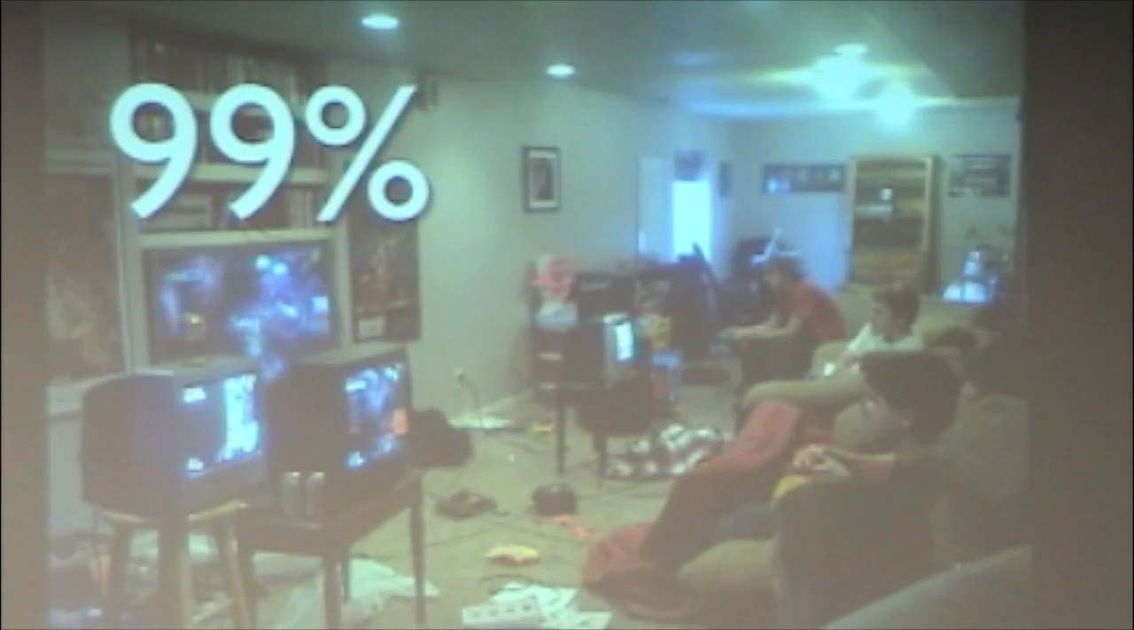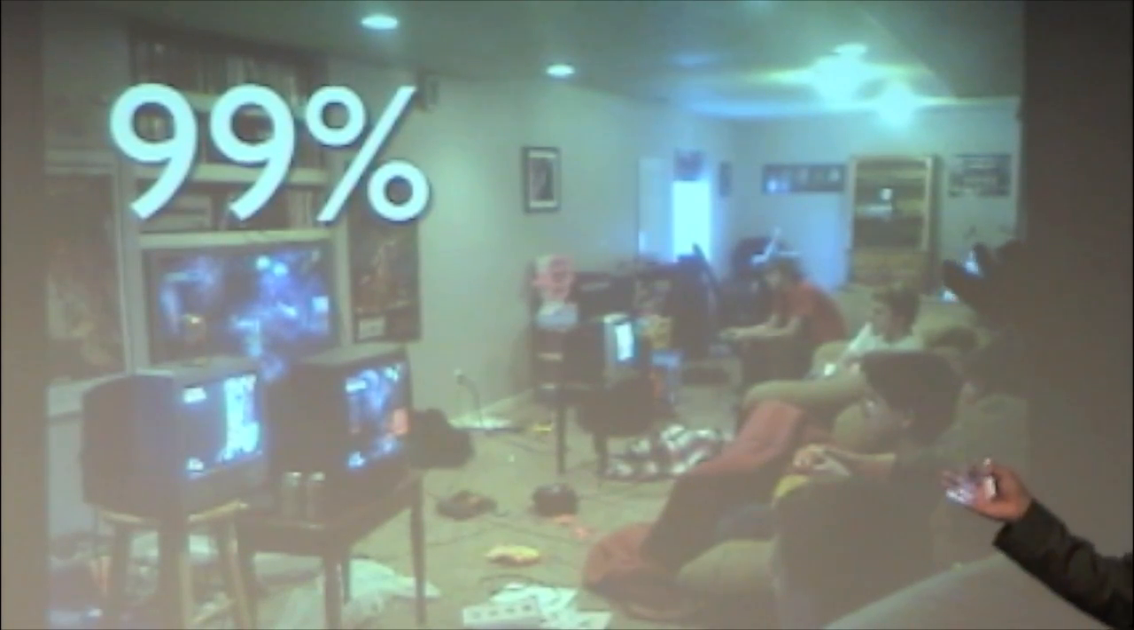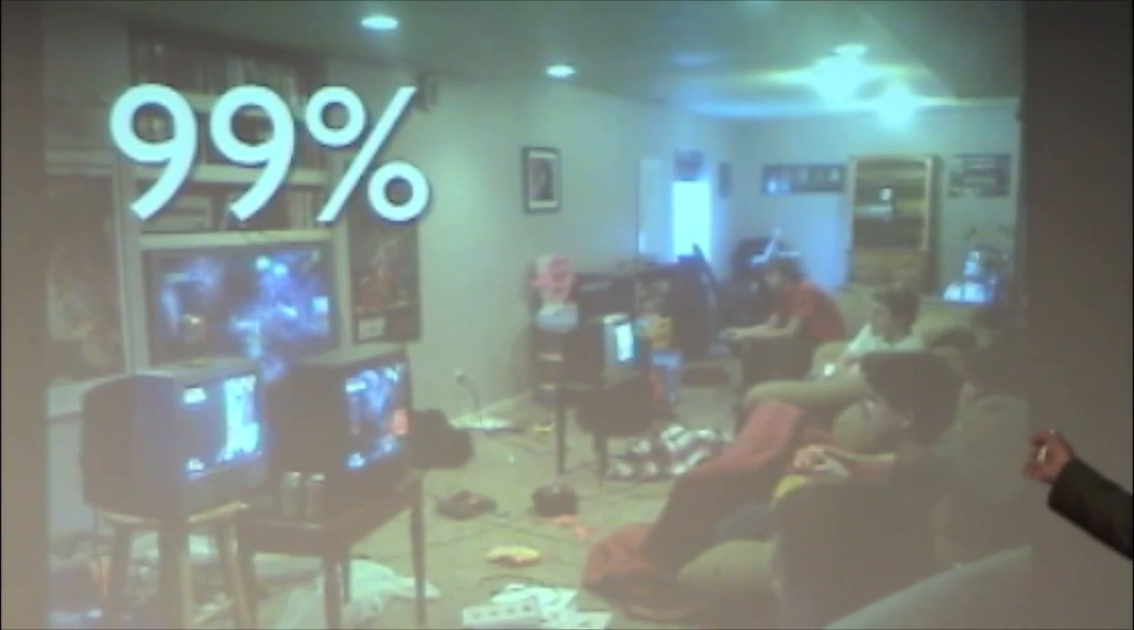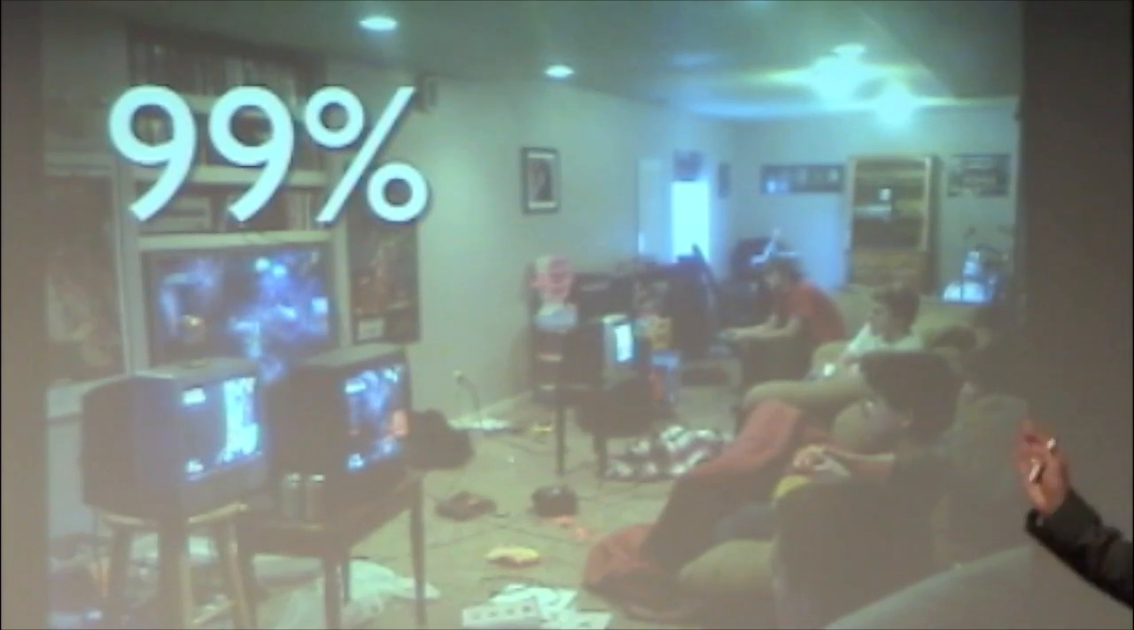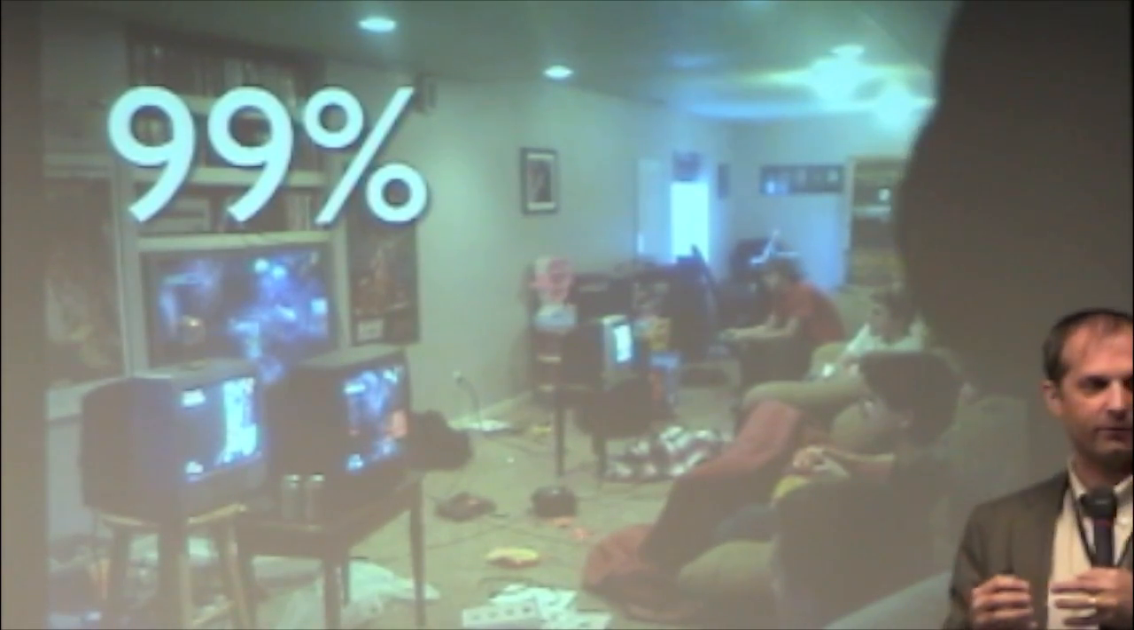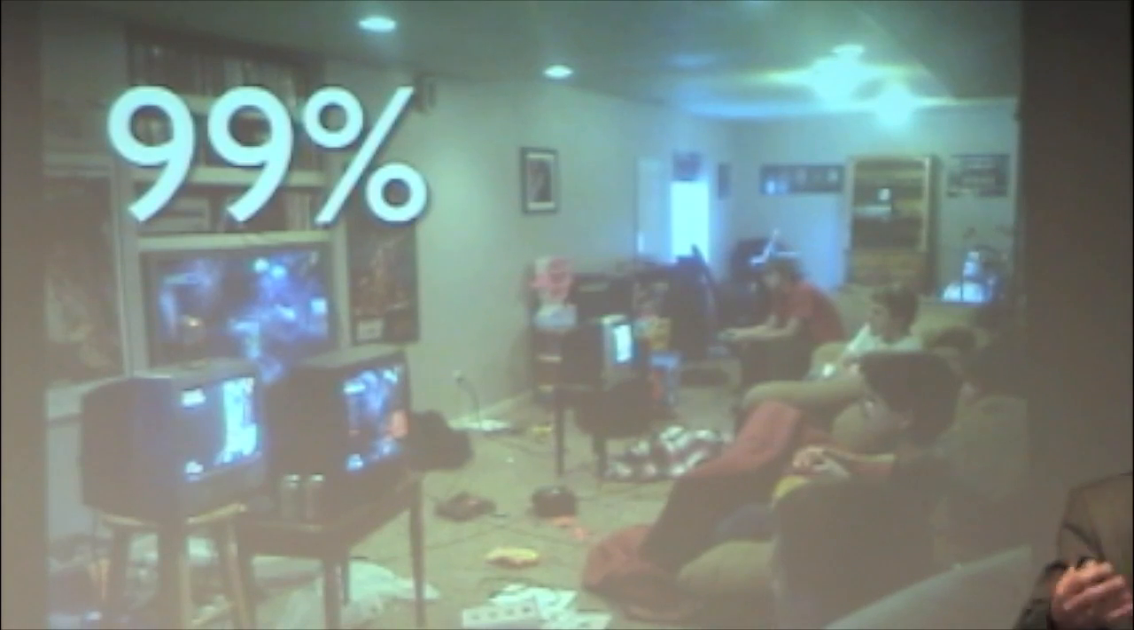99% of teenage boys play video games. 95% of girls do. There's something that they're looking for, and most of that video game playing happens in groups like this. This is maybe an extreme example. We only let them do this about once a month. But there's some sort of connection to others that they're looking for. They're dying for us to challenge them.